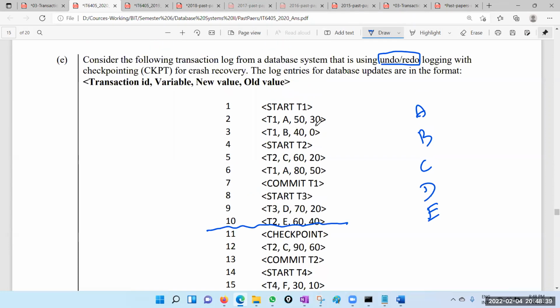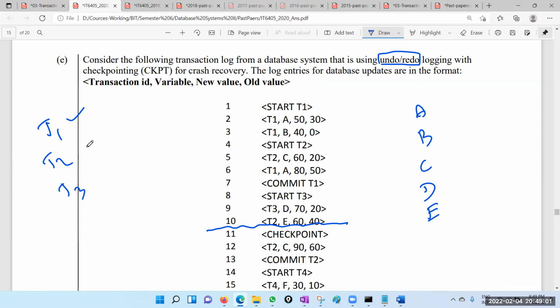Right. So let's analyze this first. Transaction 1 has started. Then transaction 2 has started. Transaction 1 has committed. Transaction 2 has not committed. Transaction 3 has started. And this has crashed right here.